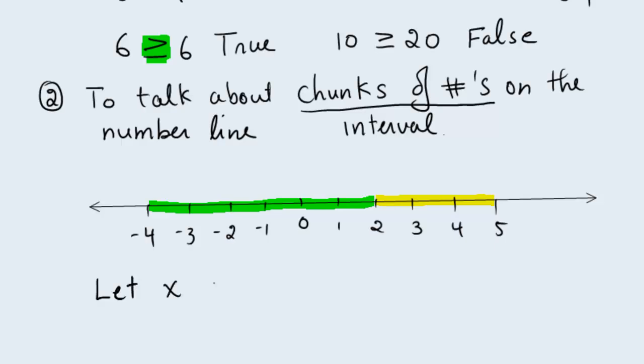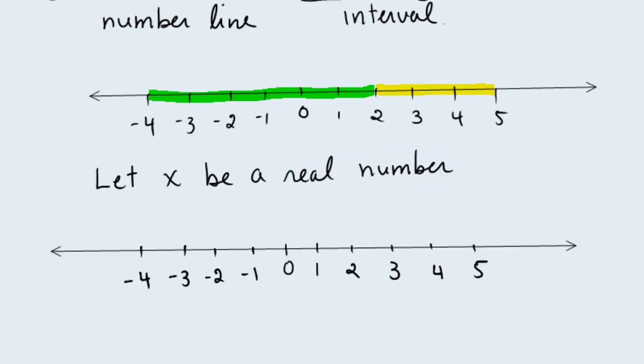Let x be a real number. Now let's say if I want to talk of the numbers from 2 to 5, including the numbers 2 and 5, this is how I show it on the graph. I make a dark circle on 2 and extend the line up to 5 and make a filled in circle on 5. This means I'm talking about all the real numbers less than or equal to 5 and greater than or equal to 2.